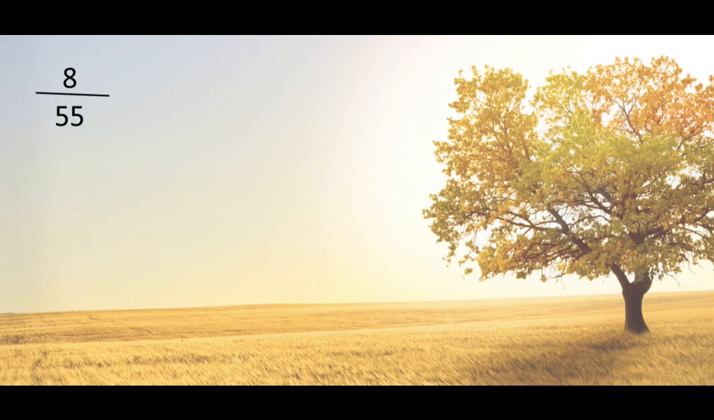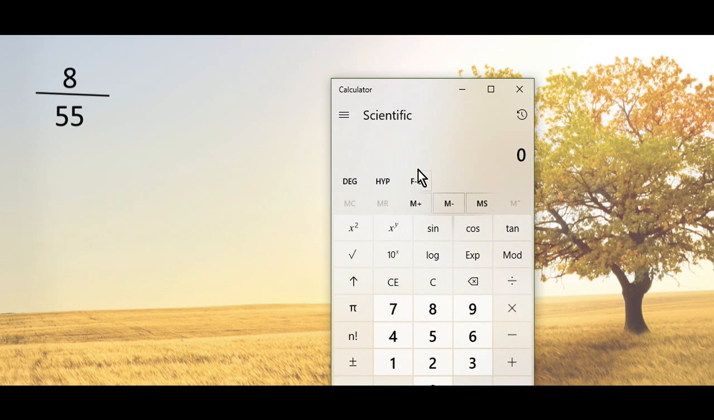What? 8 divided by 55? Well, that would be a pain in the butt to do with long division. That would take forever. Who comes up with these examples? Oh, that's right, I do. Oh, whatever. Let's just check it on the calculator. Alrighty, so we got 8 divided by 55, and we get 0.1454545454545 repeated forever. And there is our answer.